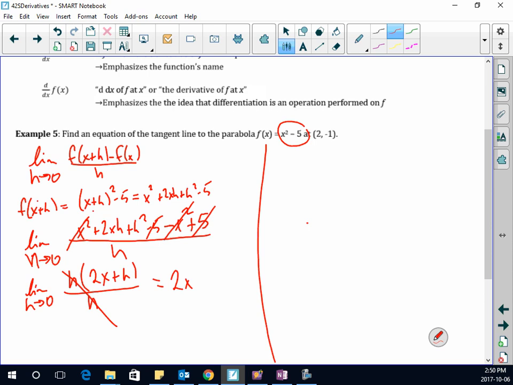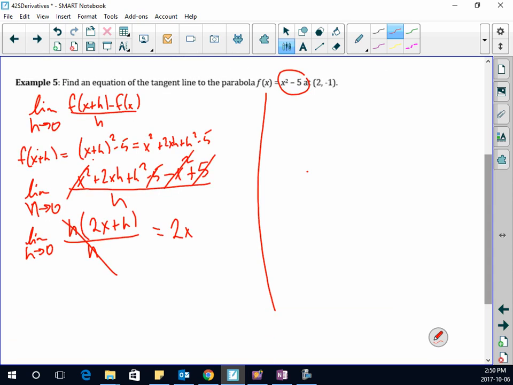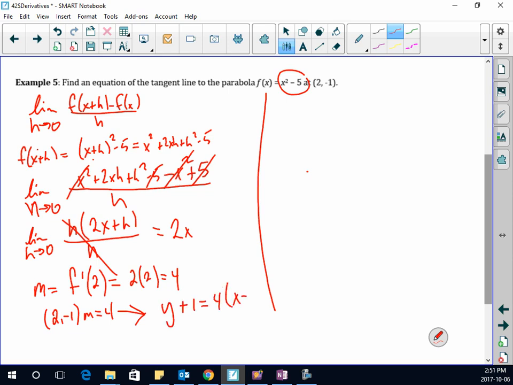So this is the general formula for the derivative at any point. So if I want to know what the slope is at point (2, negative 1), that is essentially f prime of 2, which is 2 times 2, which gives me 4. I guess I'm not done yet because I only know what the slope is at this point. So that's when I plug in. The point was (2, negative 1), and the slope is 4. y plus 1 equals 4 times (x minus 2).